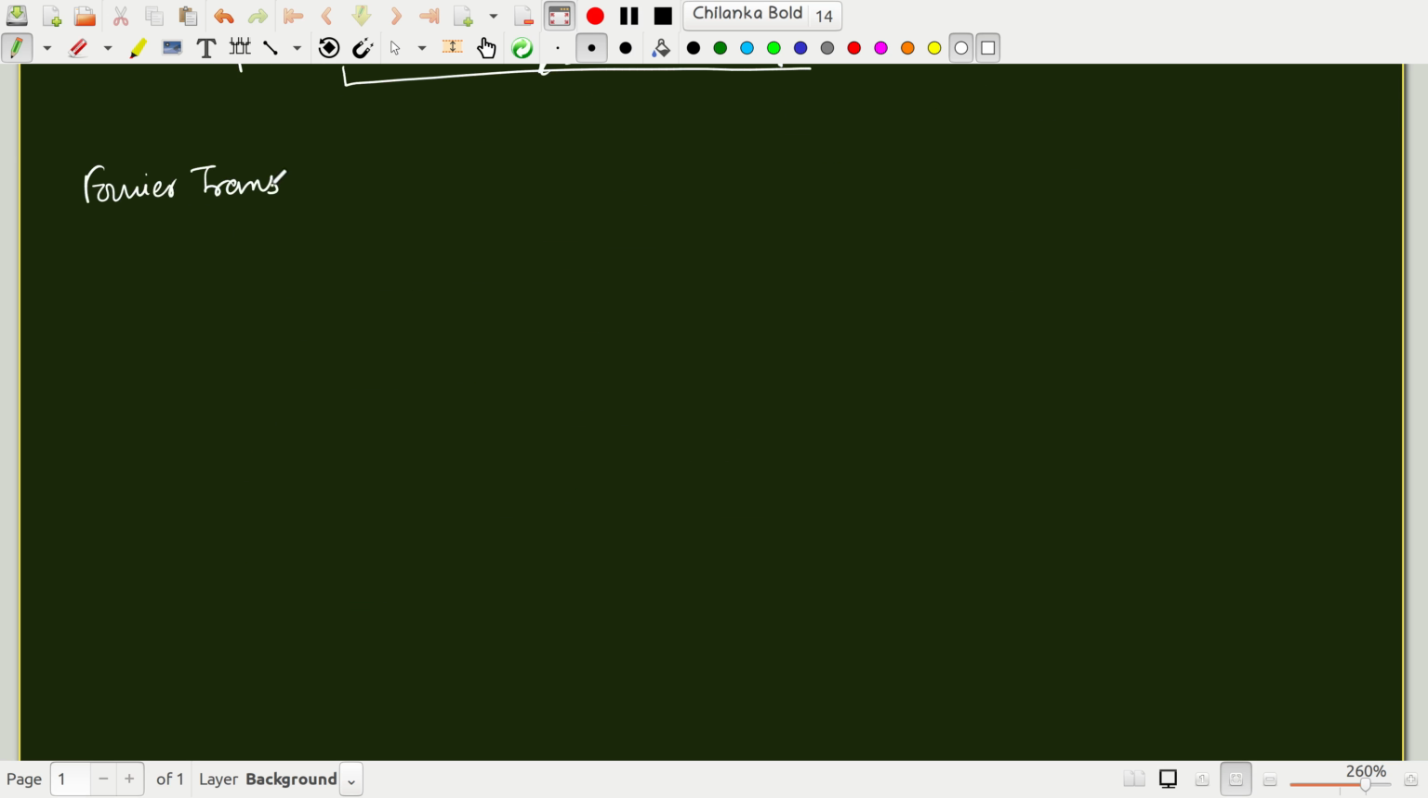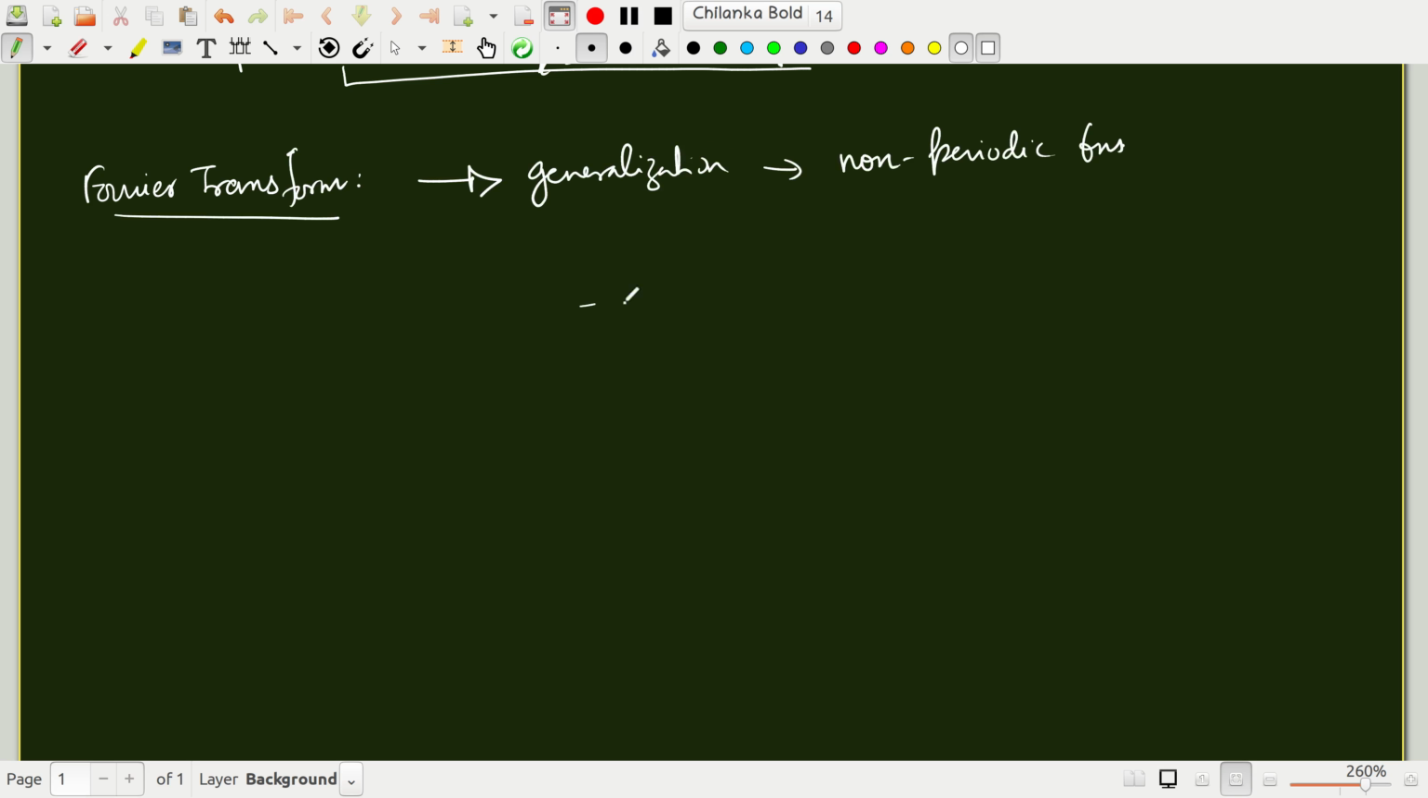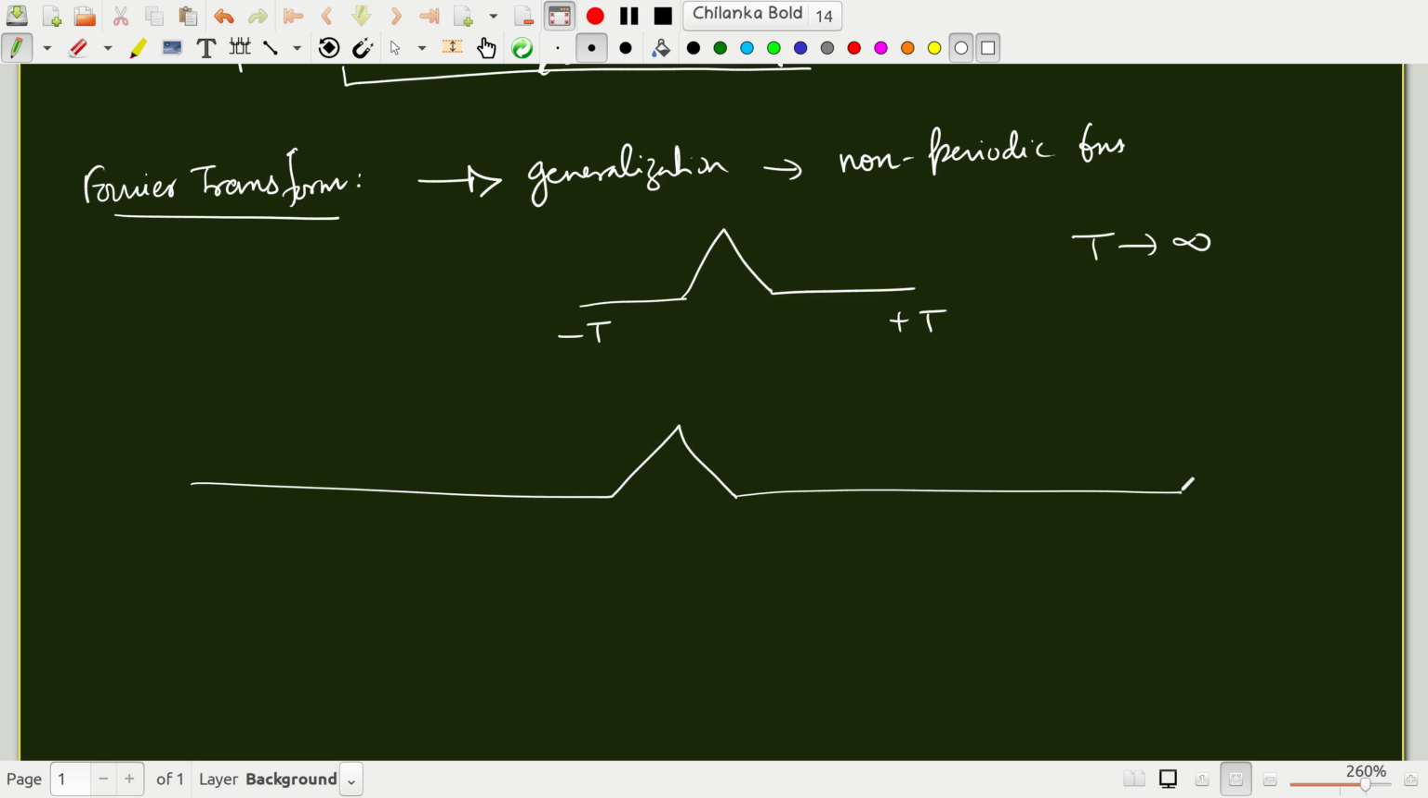A Fourier series as defined is applicable only for periodic functions. The Fourier transform is a generalization of a Fourier series to non-periodic functions. Imagine you have a function which is periodic in the domain minus t to plus t or minus L to plus L. You take the limit t tending to infinity, then this shape becomes non-periodic, right? So as you take the limit t goes to minus to plus infinity, this becomes non-periodic. Therefore you get the notion of Fourier transform.